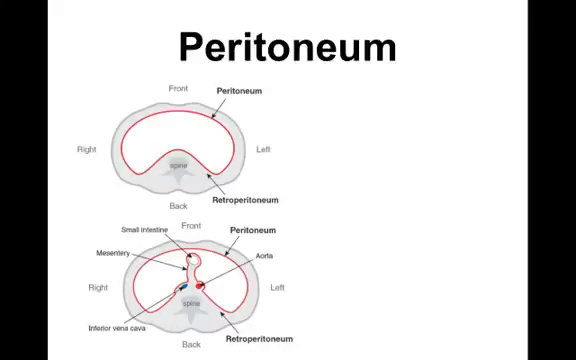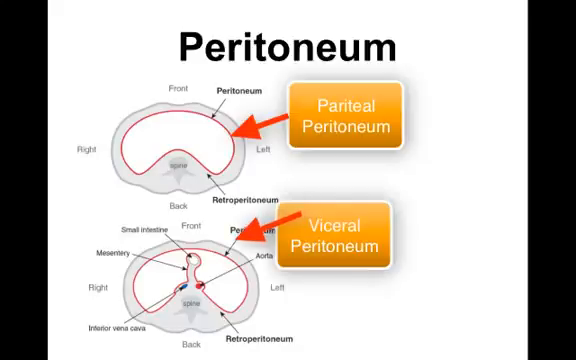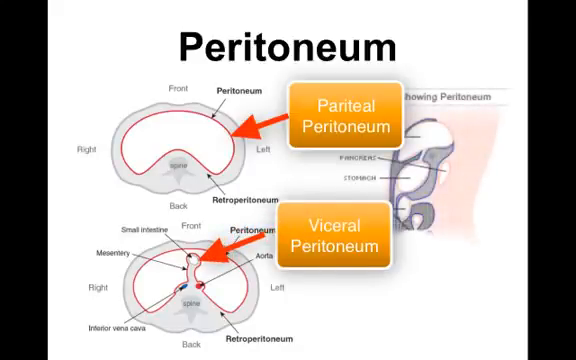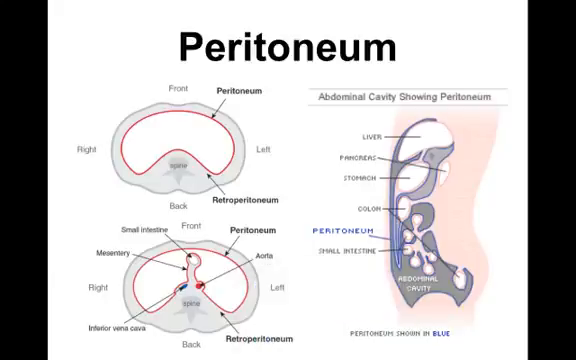The layer on the cavity wall is called the parietal peritoneum, while that on the surface of the organs is called the visceral peritoneum. The way in which this double layer protects is by producing a viscous fluid called serous fluid in the space between the two layers. This helps reduce the friction on organs moving inside the cavities. Take a look at the sagittal section where the membrane is outlined in blue.